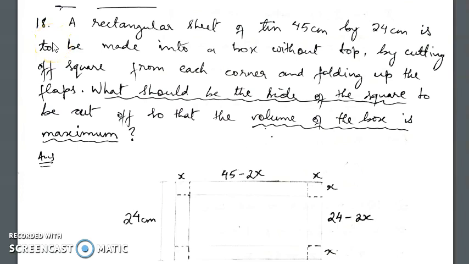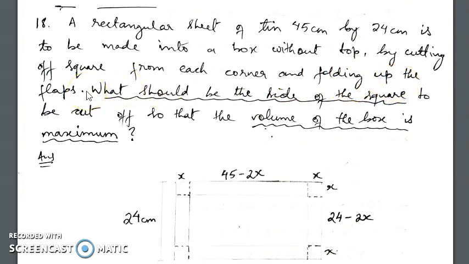Question number 18. A rectangular sheet of thin metal, 45 cm by 24 cm, is to be made into a box without top. A box without top, by cutting off a square from each corner and folding up the flaps.